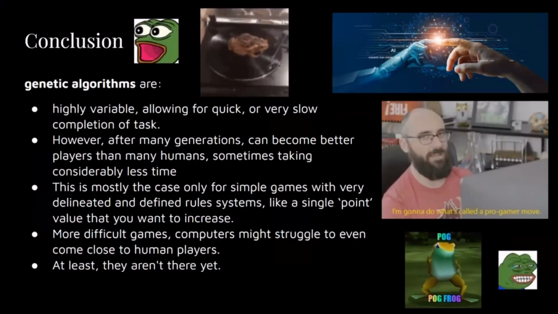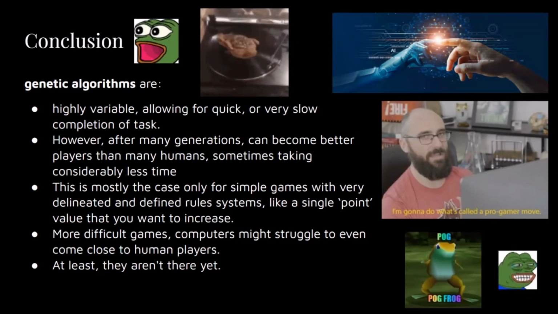Conclusion: as showcased, genetic algorithms are highly variable, with some generational leaps occurring early on, allowing for a swift conclusion of the game, or very dumb frogs who, after many, many generations, still cannot cross the river. Computers are specifically able to take more and more inputs and move at a much faster pace than humans. So eventually, I think that they can become better players than many humans over time, given enough resources and good enough programming.